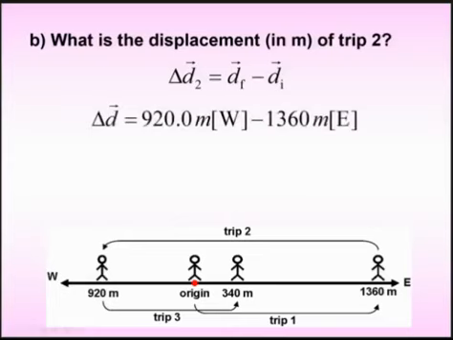How many people agree with that? Oh, the beginning. Oh, sorry. The ending of one trip is the beginning of the trip after it. You said it. It's a sequence. Yeah. So that means what? It's 920 west minus 1360 east. What's the problem here?